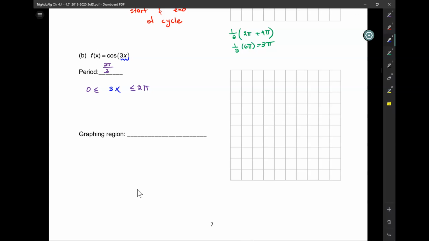You do, because more and more things are going to get complicated. And then you'll see that you can't do it without doing this. I know this one's obvious. You could already tell that it's from 0 to 2 pi over 3. But then we're going to do stuff with a phase shift too. And then even I wouldn't do that in my head. Okay? So divide by 3, divide by 3, divide by 3. And this goes from 0 to 2 pi over 3. So my graphing region is from 0 to 2 pi over 3.